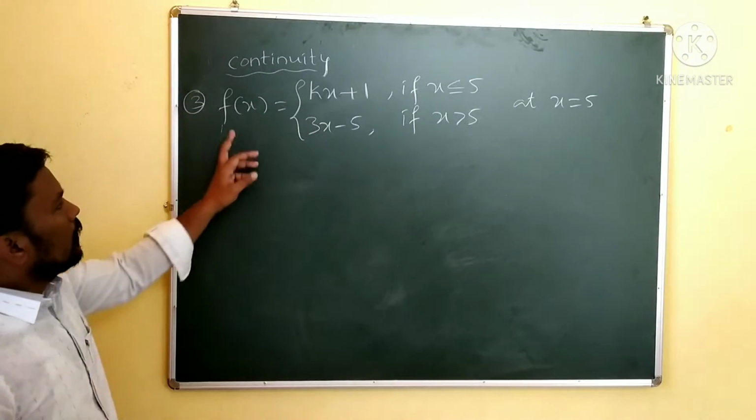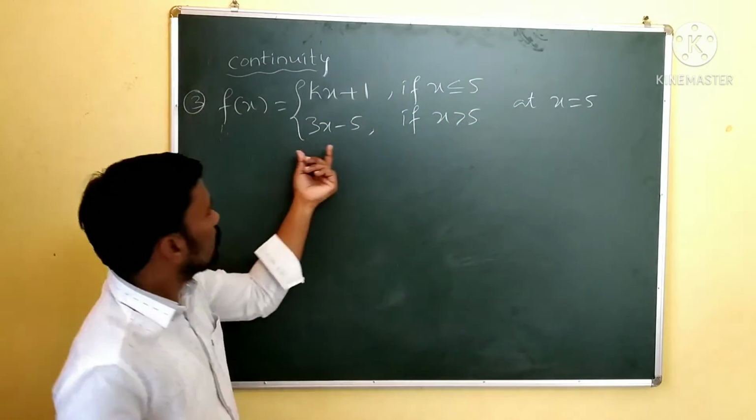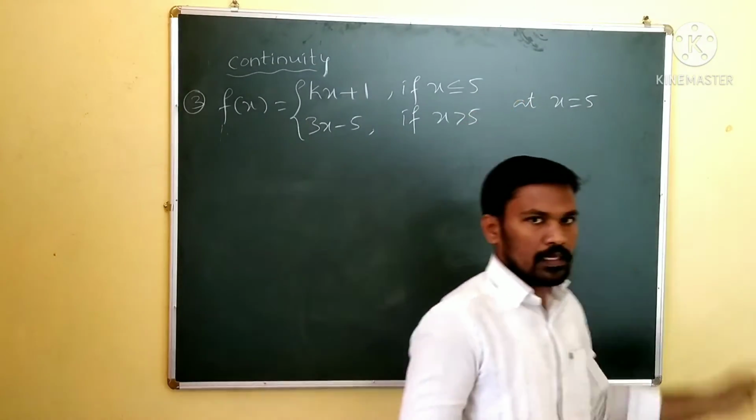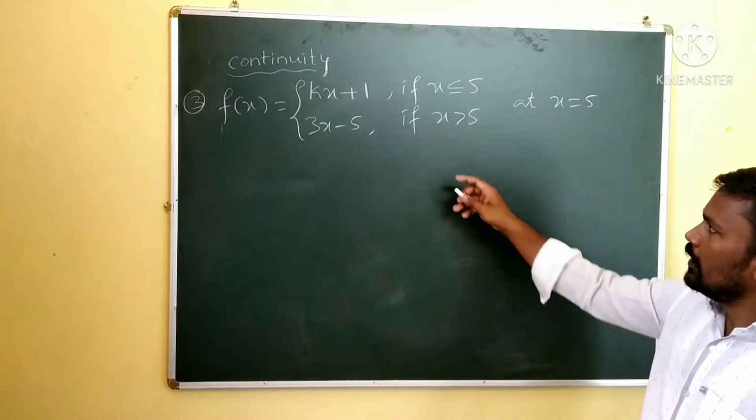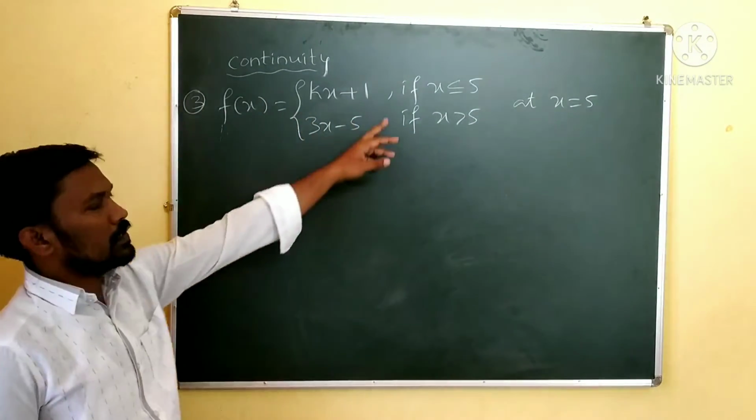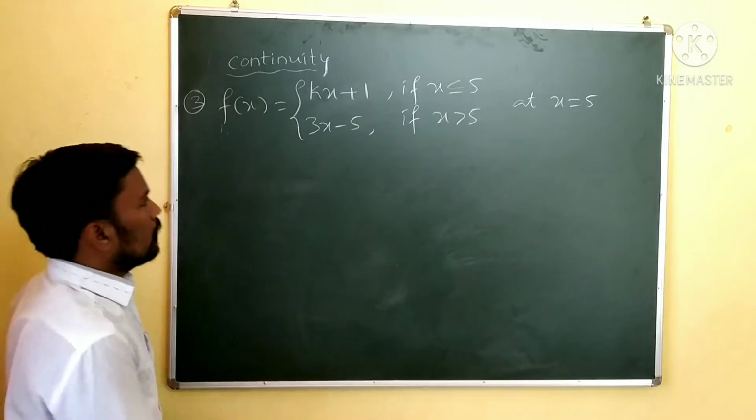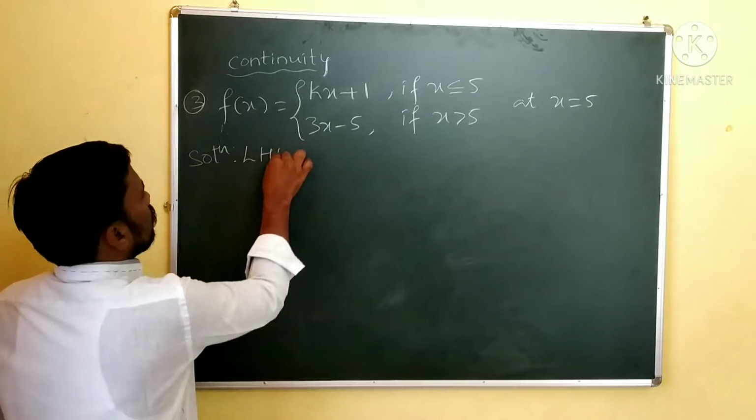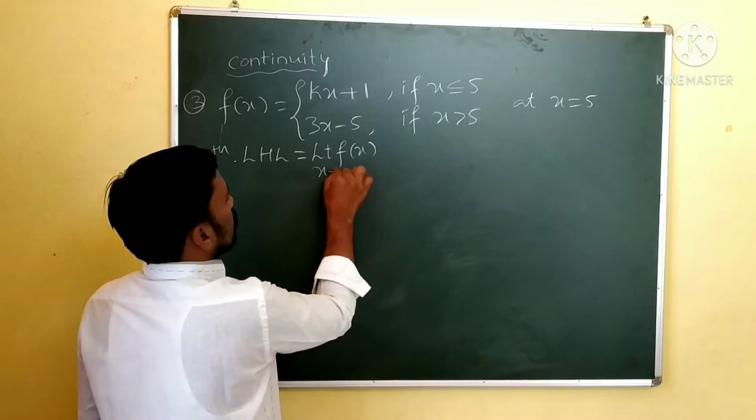Right? So look at the third question. Again, f of x is equal to kx plus 1 if x is less than or equal to 5, and f of x is equal to 3x minus 5 if x is more than 5. And here, 5 is the limit point. Again, the given function is continuous, and here we need to calculate the value of k. Find the value of k if f of x is equal to kx plus 1 if x is less than or equal to 5, and f of x is equal to 3x minus 5 if x is more than 5.